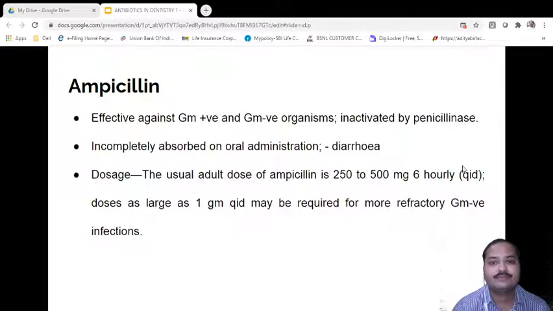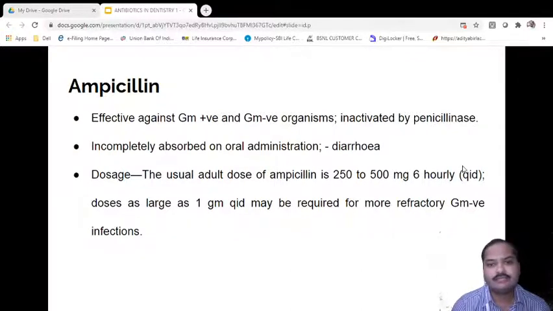The plasma levels reach their peak within 2 hours of oral administration, and 1 hour after intramuscular administration respectively. Means after intramuscular, 1 hour, and on oral, 2 hours. After that the peak levels will be reached.